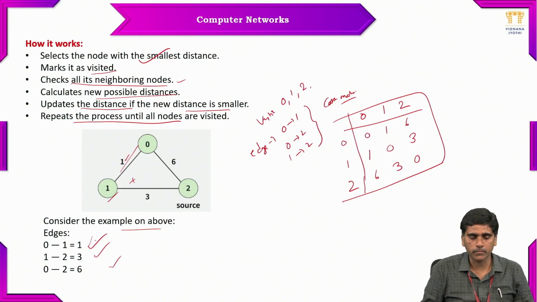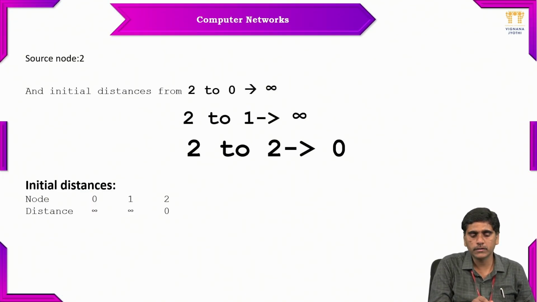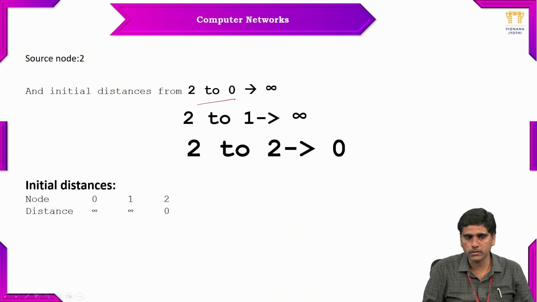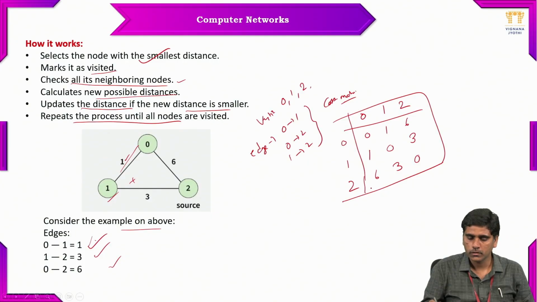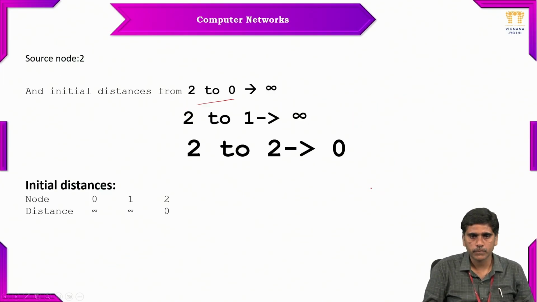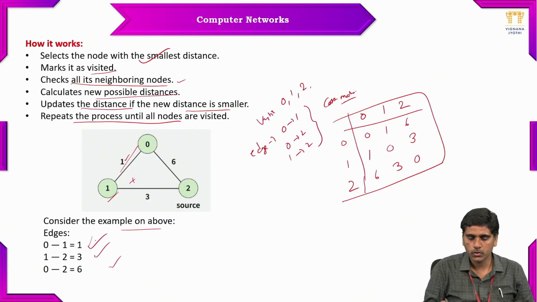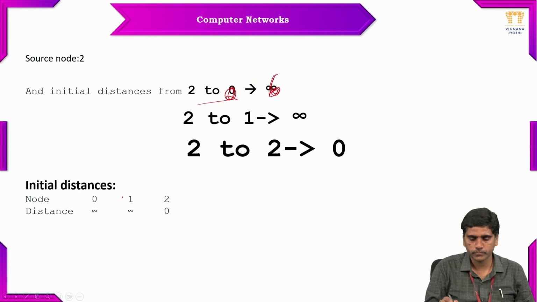So now after seeing this diagram, with source node 2, the initial distances: 2 to 0 is infinity, because it is not yet computed. 2 to 2 is 0. 2 to 0 is 6. And 2 to 1 is infinity. Then 2 to 1 is 3. Right. So now the initial distances are what?